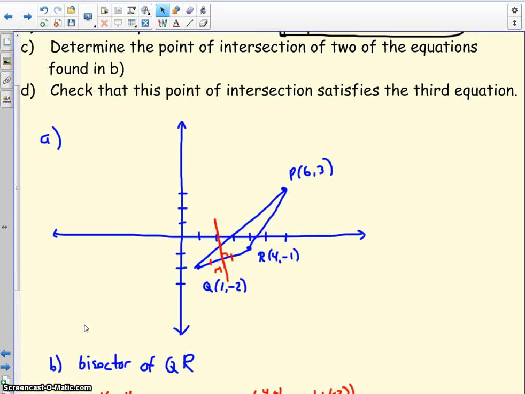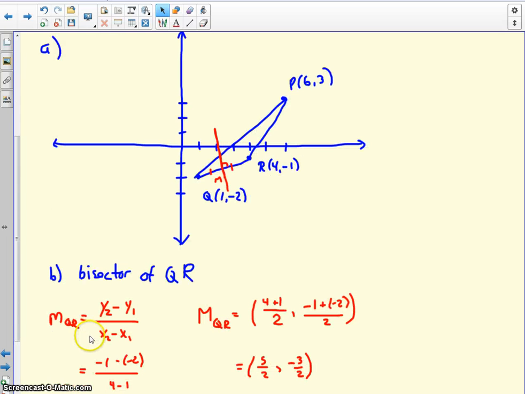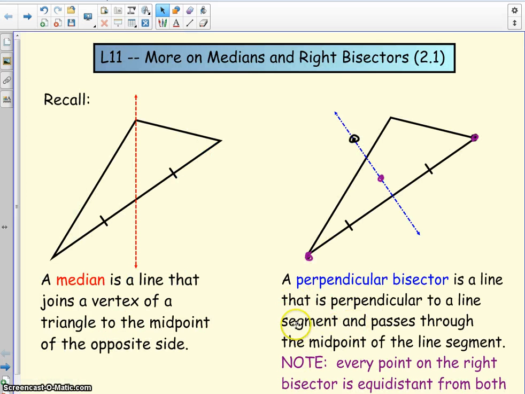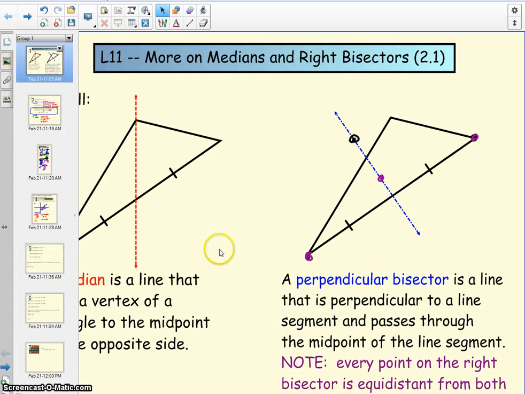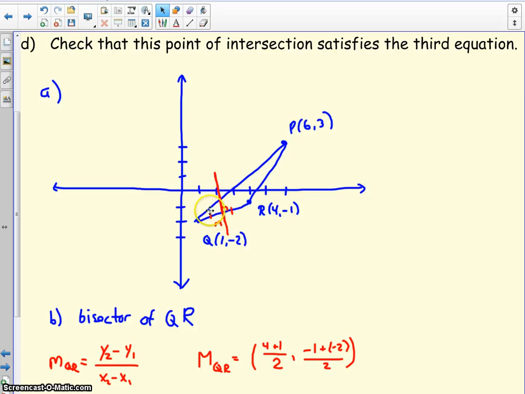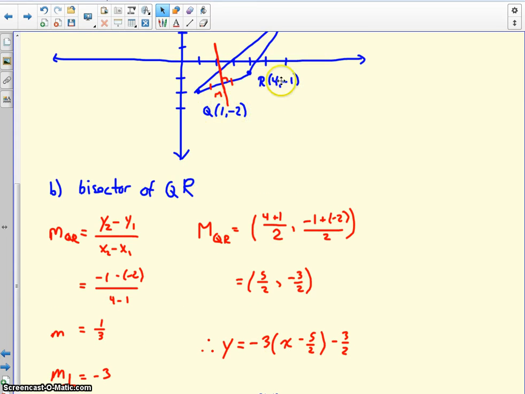Okay, so if you want to check your first right bisector here, if you're not sure how to go through one, I first started with the bisector of QR. So remember, a perpendicular bisector is perpendicular to a line segment and passes through its midpoint. So it doesn't necessarily have anything to do with a vertex or a corner of the triangle. So for QR here, I know it's going to pass through the midpoint, so I tried to find the midpoint here at M. So I did that here. So halfway between Q and R would be 4 plus 1 over 2, negative 1 plus negative 2 over 2, which gives me a midpoint of 5 over 2, negative 3 over 2.